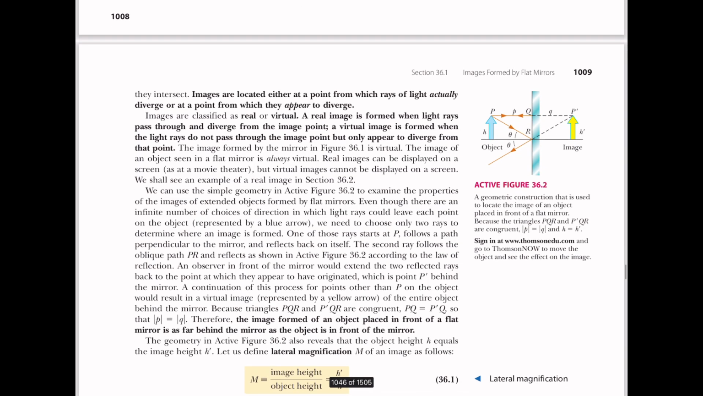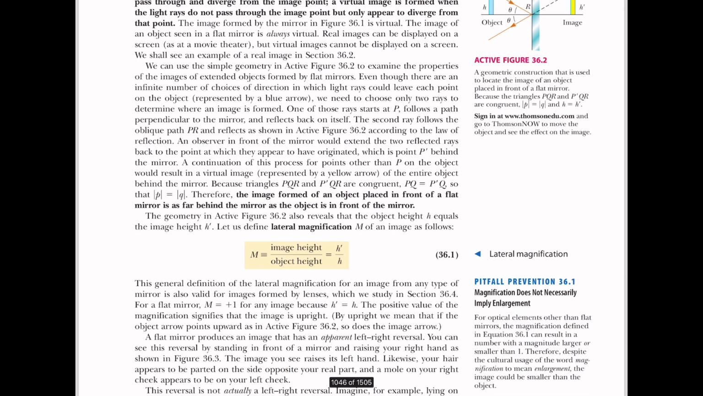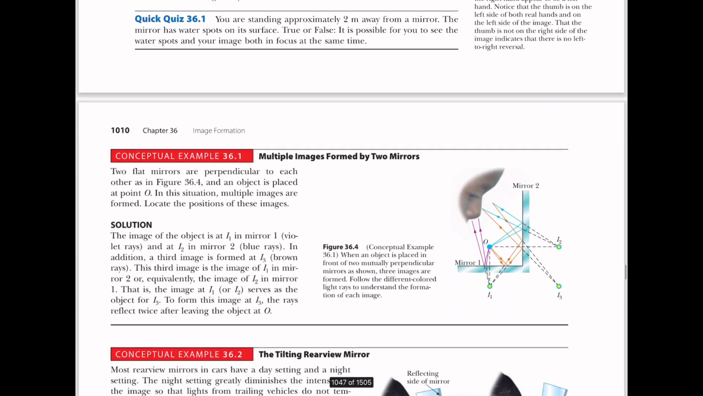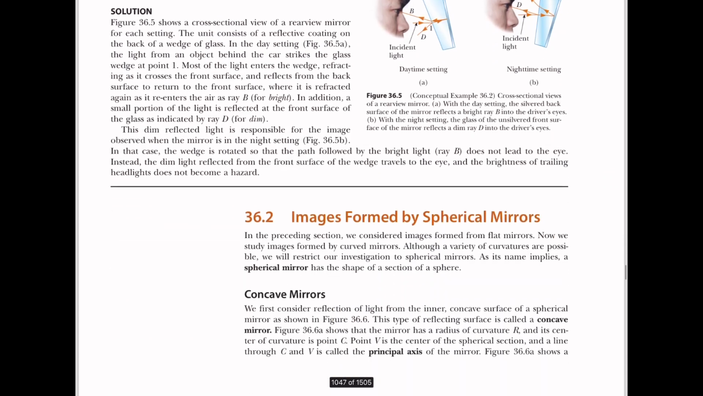Just take a look at the image. I'm not even going to read it. Here is a yellowed out equation. Capital M equals image height over object height. Okay, pitfall prevention, quick quiz, and some examples.